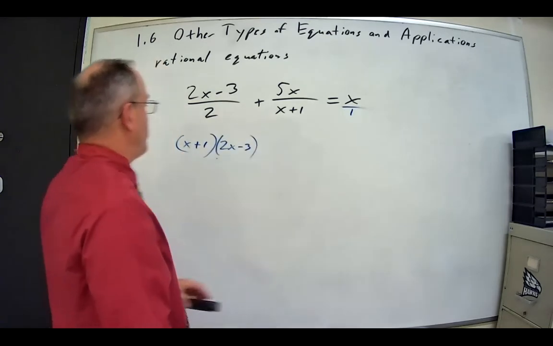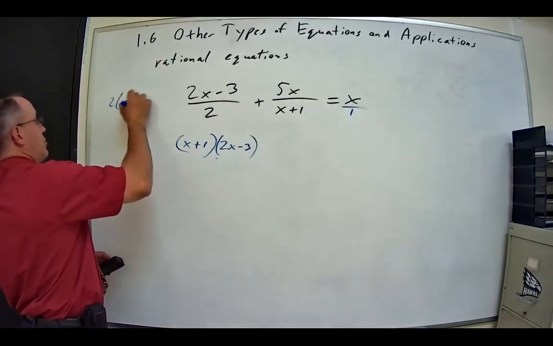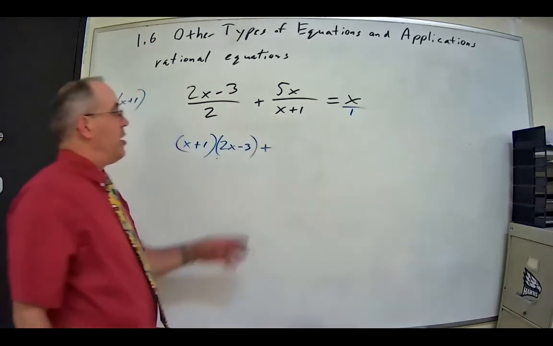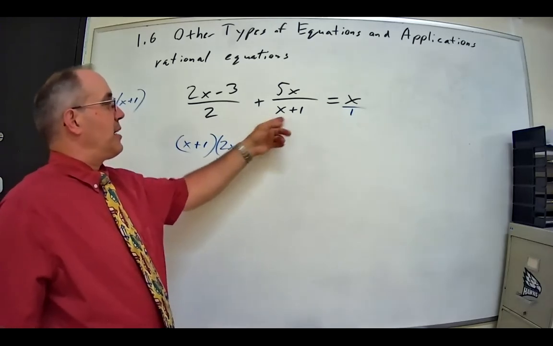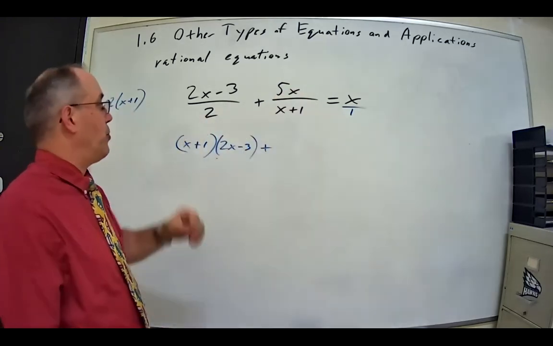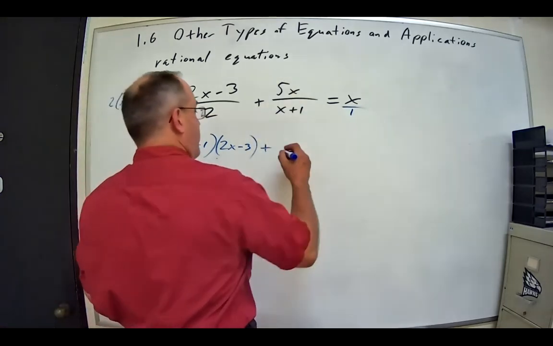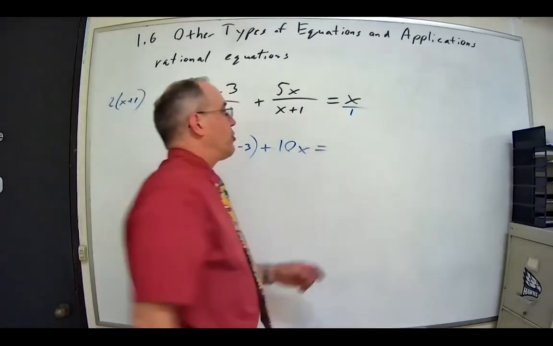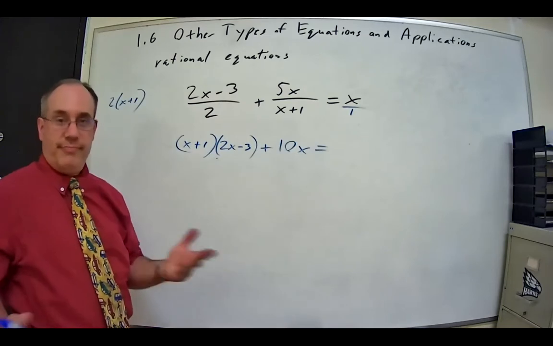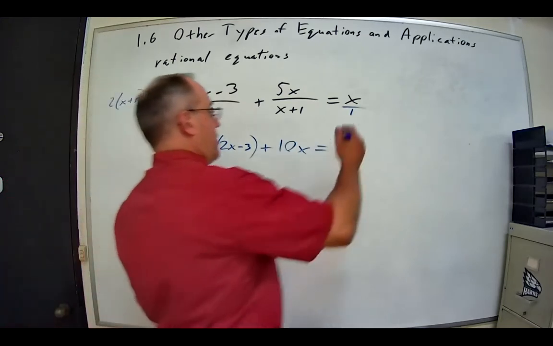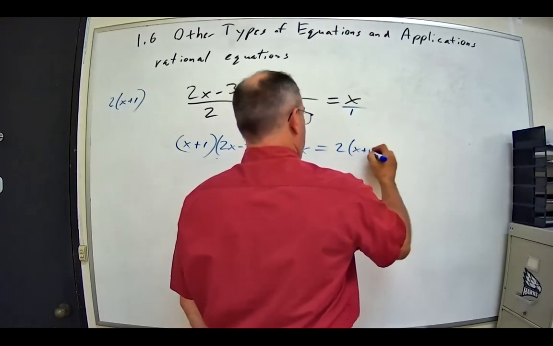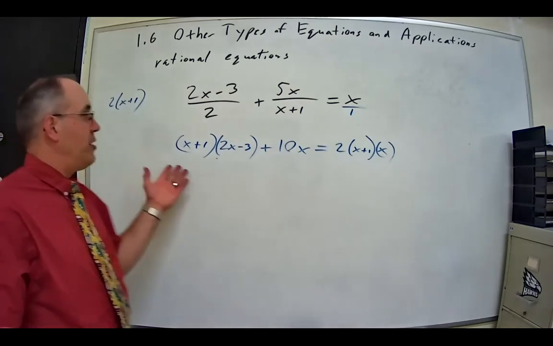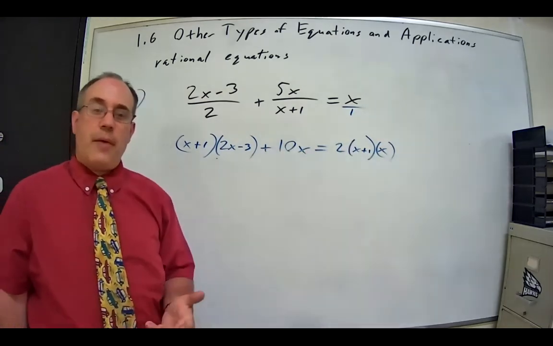I'm going to get my 2 times (x plus 1) off to the side here, just so it's not in the way. Plus, well, this one, if I multiply it by (x plus 1), that's going to cancel out. If I multiply by the 2, 2 times 5 is 10, so I'm going to get 10x. And then is equal to, well, here I have to multiply by 2 times (x plus 1) times x. And now you can see I eliminated the denominators.